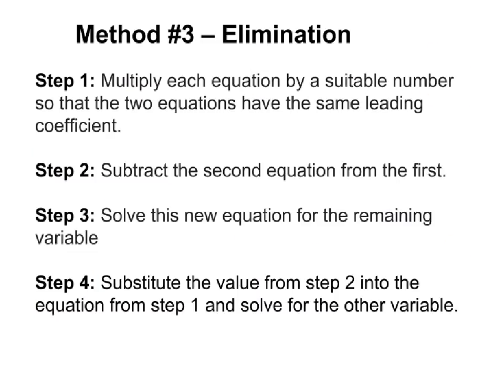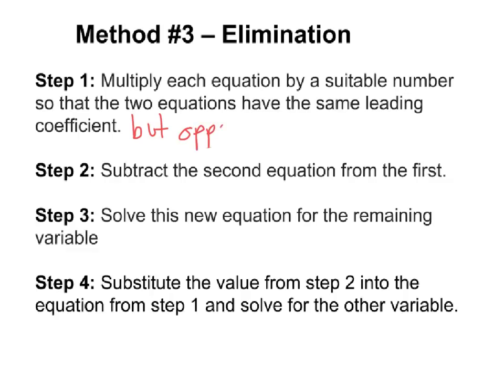The third method is elimination. Use elimination when neither of your equations can be solved for x or for y so that you can use substitution, and that happens sometimes. So our steps are, we're going to multiply each equation by a suitable number so that the two equations have the same leading coefficient. Actually, same leading coefficient, but opposites.